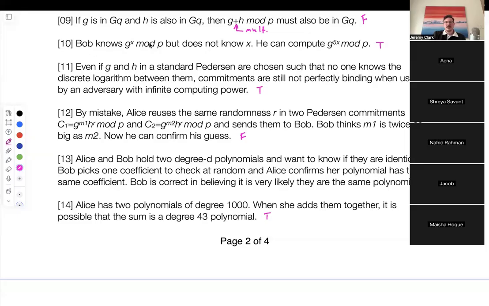Bob knows G to the X mod P, but he does not know X. He can compute G to the 5X mod P. This is true. If he knows G to the X, all he does is take that value, whatever it is, and raise it to the power 5, and that will give G to the 5X.